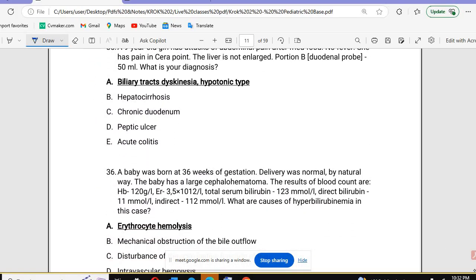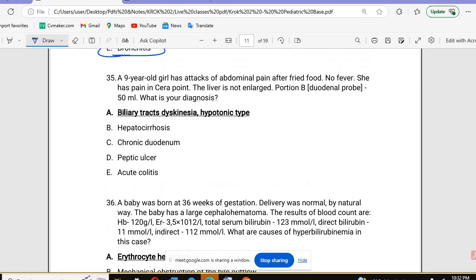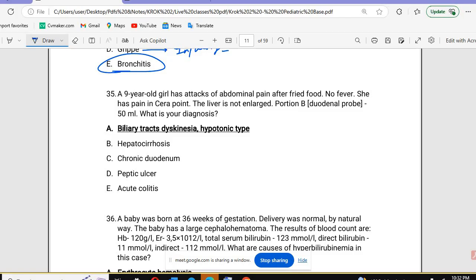The next question we will have. A 9-year-old girl has an attack of abdominal pain after fried food. After fried food, the first thing that comes to your mind is something related to the liver. No fever. She has pain in the Kehr's point. What is it? It is basically known as Kehr's point.